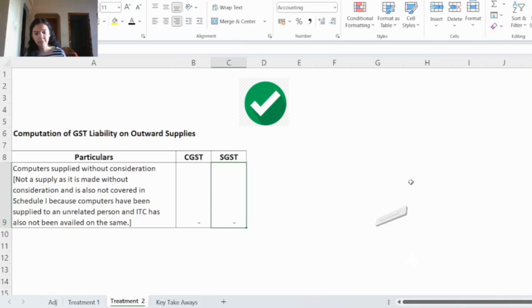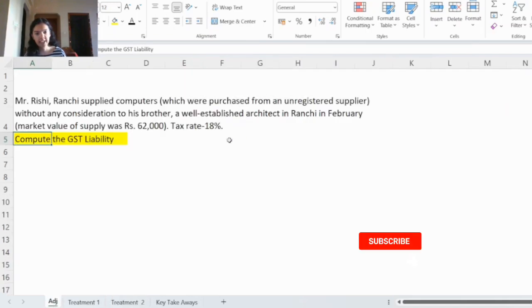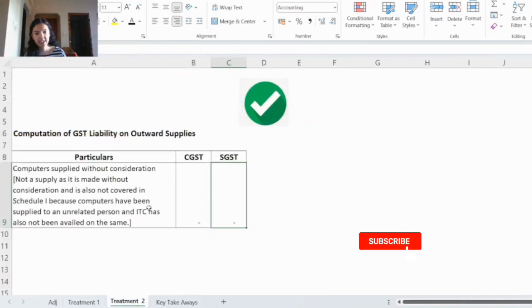So in this case, Schedule 1 will not be applicable because we can clearly see Mr. Rishi's brother is a well-established architect. That means he is not dependent on Mr. Rishi. Hence, Schedule 1 is not applicable. His brother will not be covered as a related person. So this will be considered as computer supplied to an unrelated person. Hence CGST and SGST will be 0. So GST liability on outward supply will be 0 in this case.